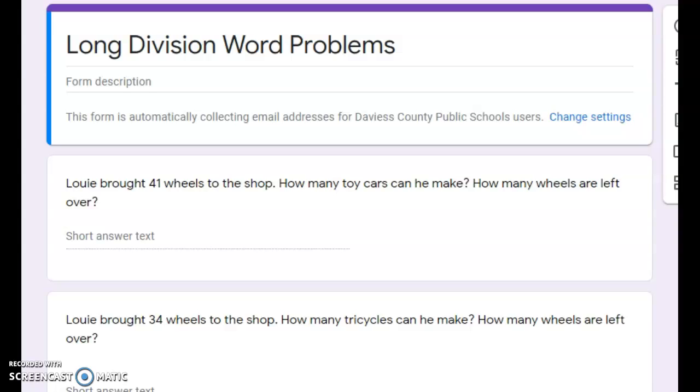You are going to answer 4 division problems at this time. You may need a piece of paper and a pencil to help you to solve each equation before typing your answer.